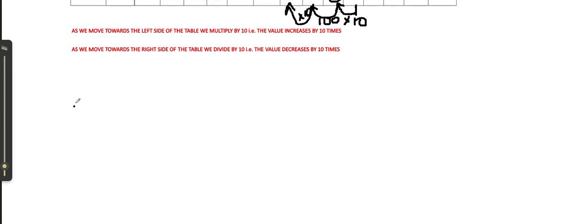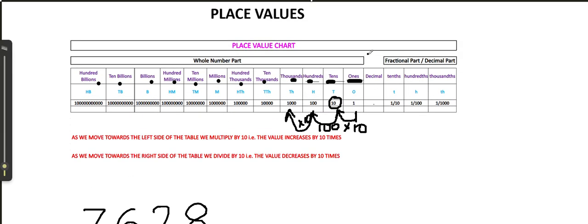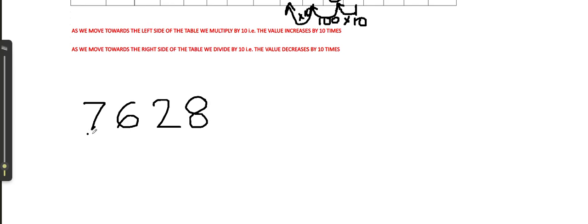So if I have a number 7628, I'm just discussing the left part of the decimal, this whole number part. The number could be bigger, but I'm just taking a 4-digit number to explain it to you. So I have 7628. I'm just going to put the place values: ones, tens, hundreds and thousands. So these are their addresses.